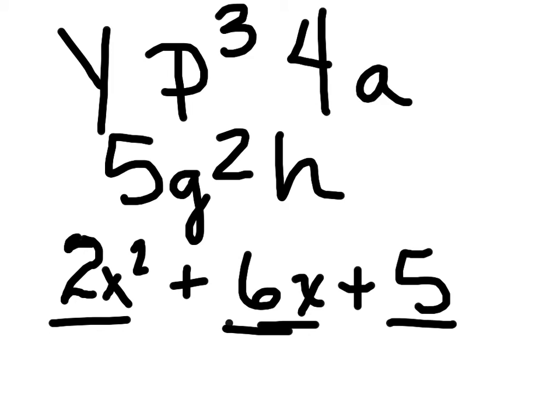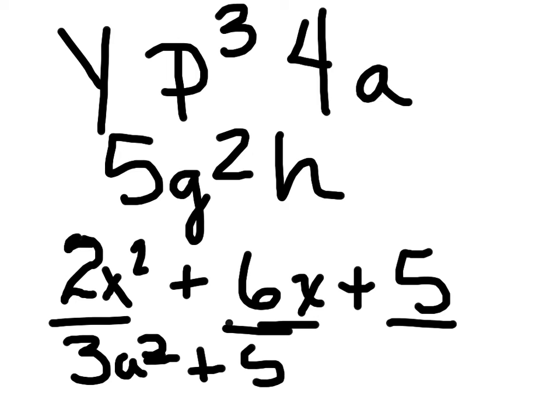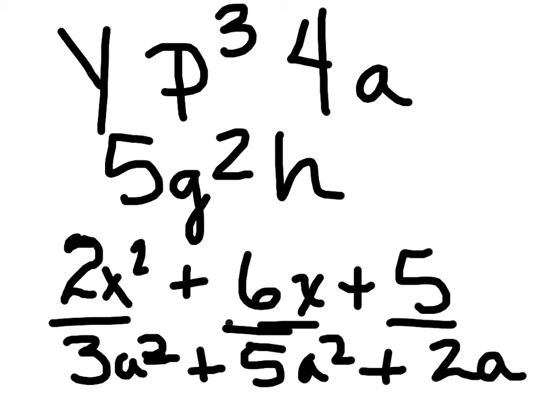Now the next one over, they do 3a squared plus 5a squared plus 2a. Now you have three terms. You can combine the 3a squareds and the 5a squareds. It's like having 3a squareds and 5a squareds, so it's 8a squared plus 2a, right?